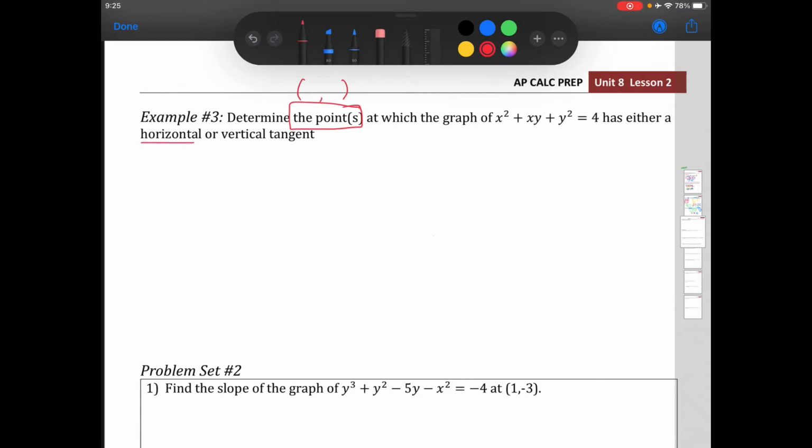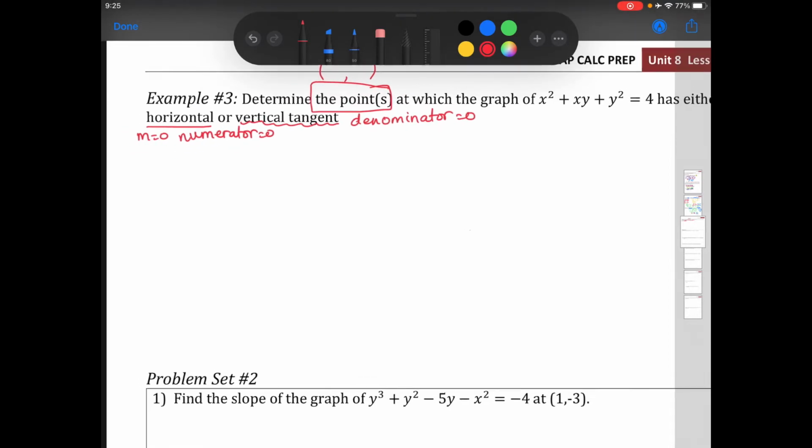And I'm talking about my horizontal tangent. Anytime you have a horizontal tangent means what? Your slope is equal to 0. And more importantly, it means that your numerator is equal to 0. When I'm talking about a vertical tangent, I know my denominator is equal to 0. So let's find the derivative of this curve.